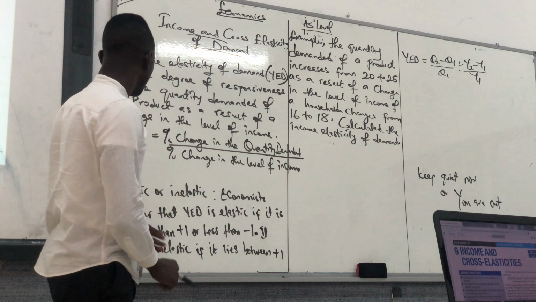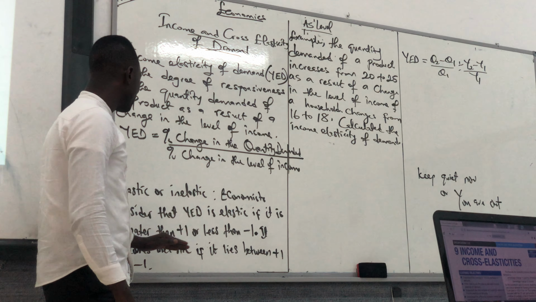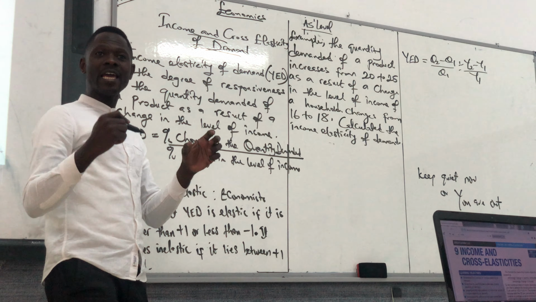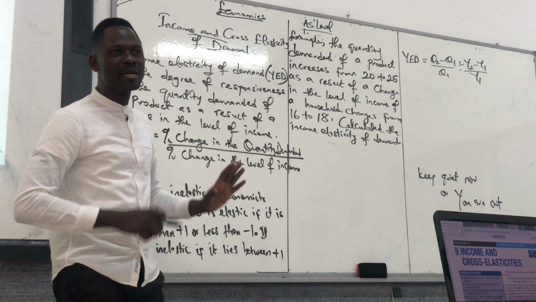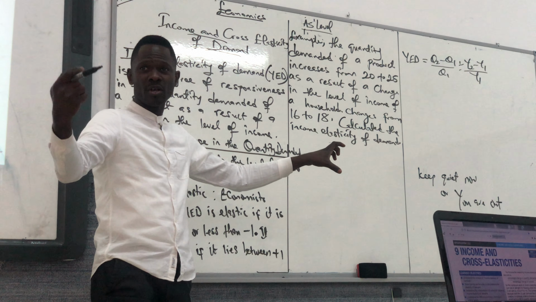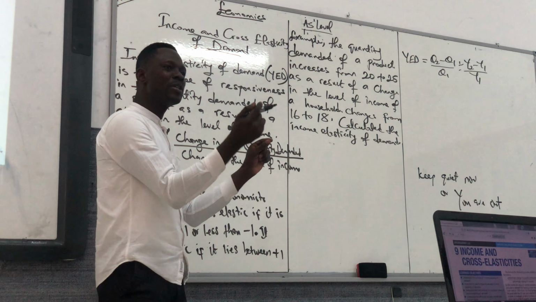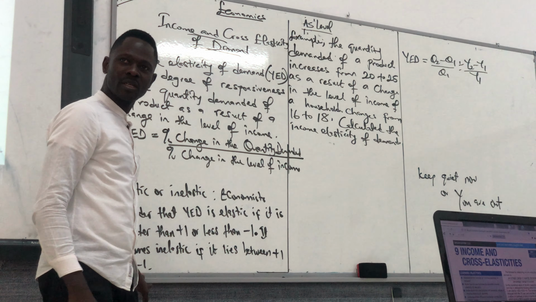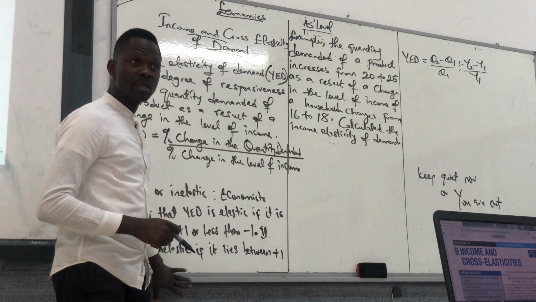Now let's look at elastic or inelastic. Economists consider that YED is elastic if it is greater than plus 1 or less than minus 1. So if you get 0 point something, what is it? Inelastic. If it lies between plus 1 and minus 1, it is considered inelastic. Do you have any question about this? Clear, right?